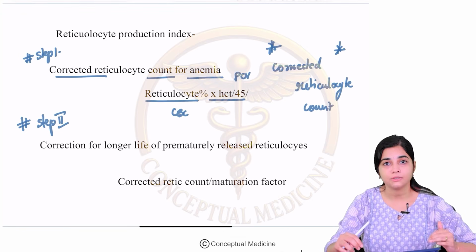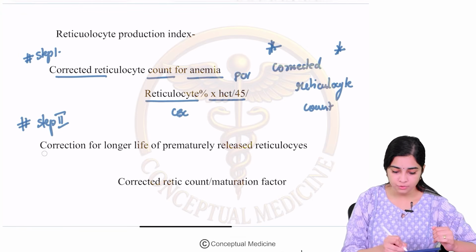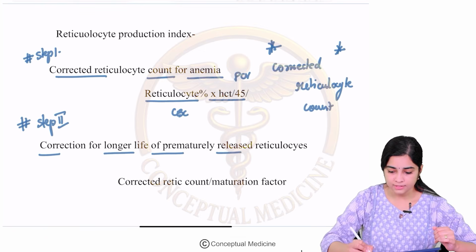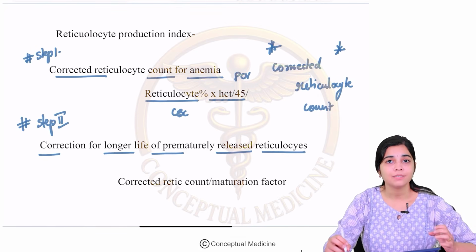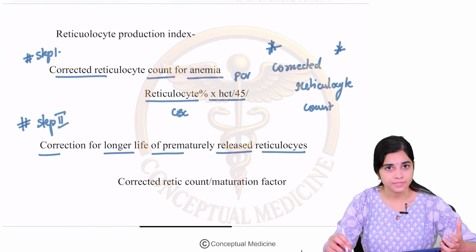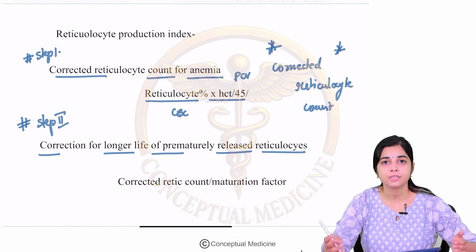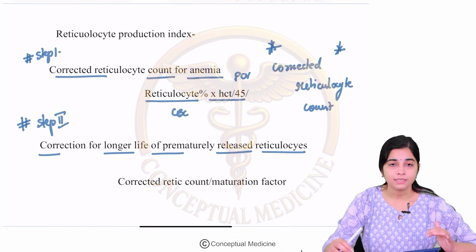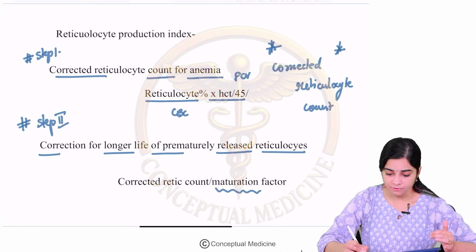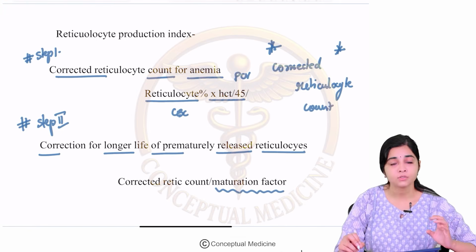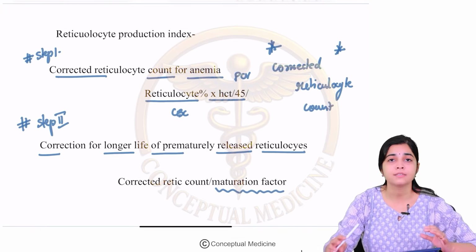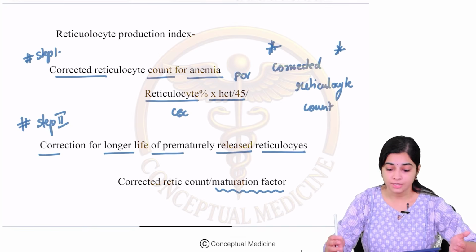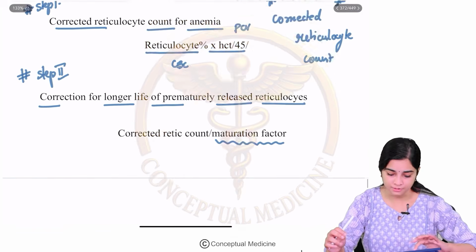The second step in the calculation of the reticulocyte production index is that you will have to correct it for the longer life of the prematurely released reticulocytes. Whenever there is anemia, the bone marrow is going to try to compensate for it, and there is going to be a premature release of the reticulocytes from the bone marrow into the blood. For that, you should understand this concept of maturation factor. Whatever reticulocytes are prematurely released are going to be in the blood for a longer time. So to understand the reticulocyte production index, you need to identify the maturation factor.